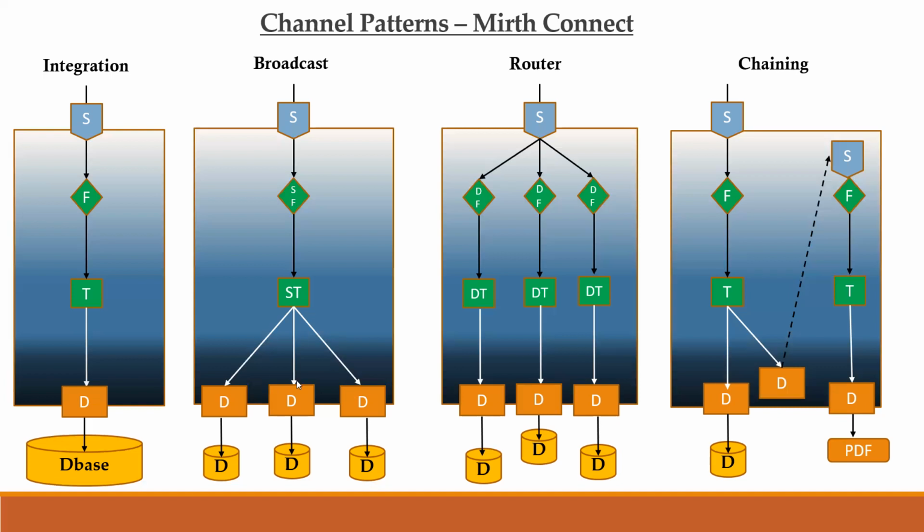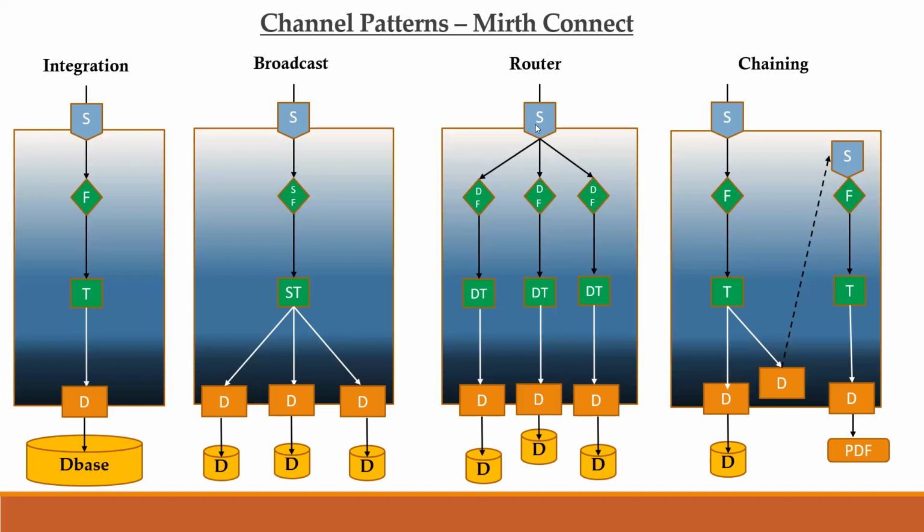Okay, this is a scenario where the message will be sent to all the destinations without any validations or filters or anything as such. Now let's look at another scenario where a Mirth Connect channel will do the work of routing. Let's take a look at that.